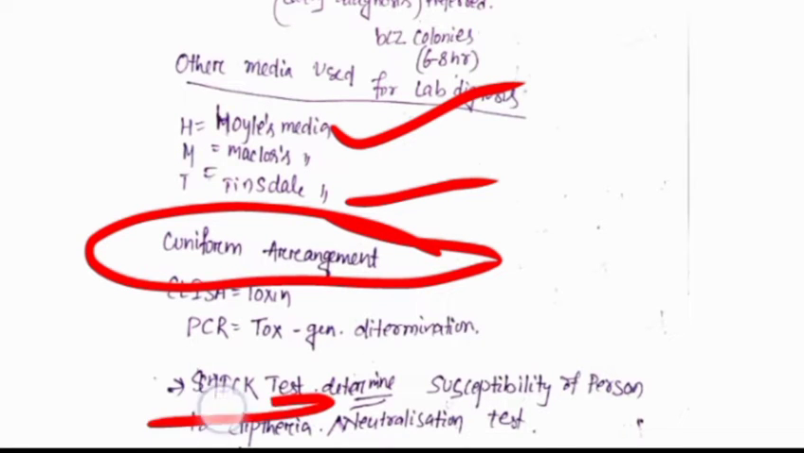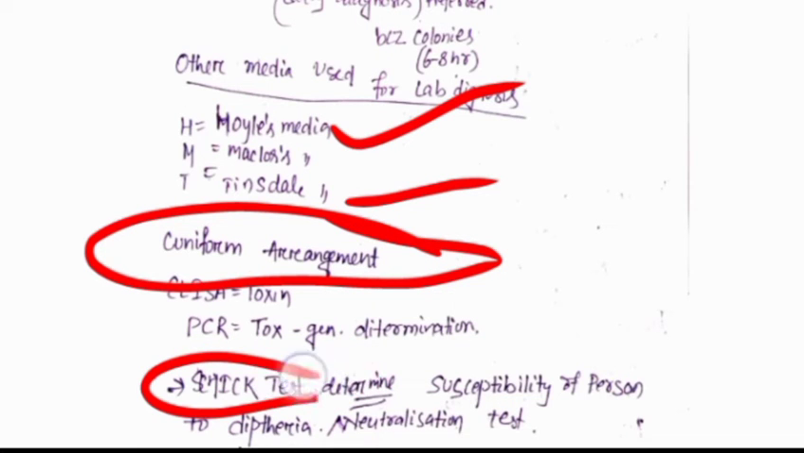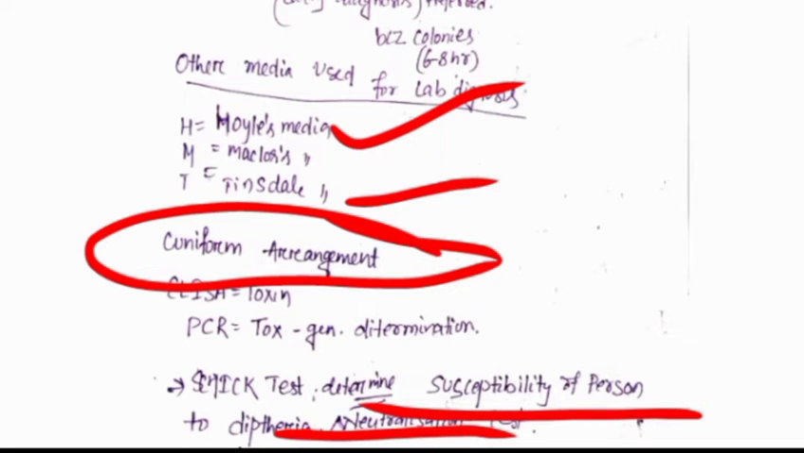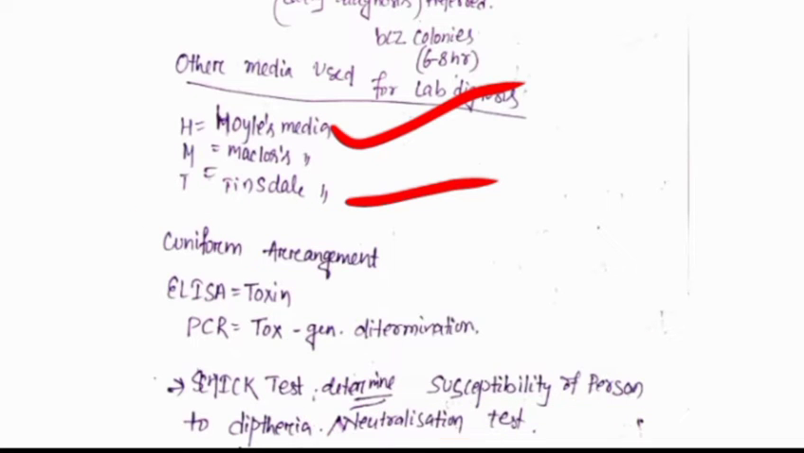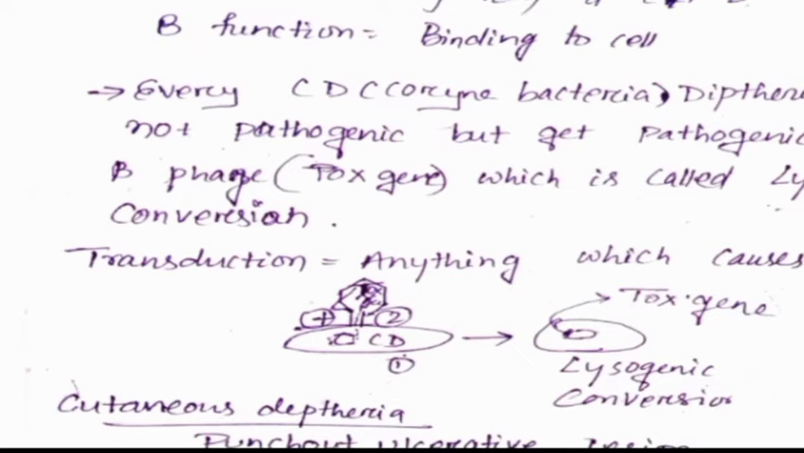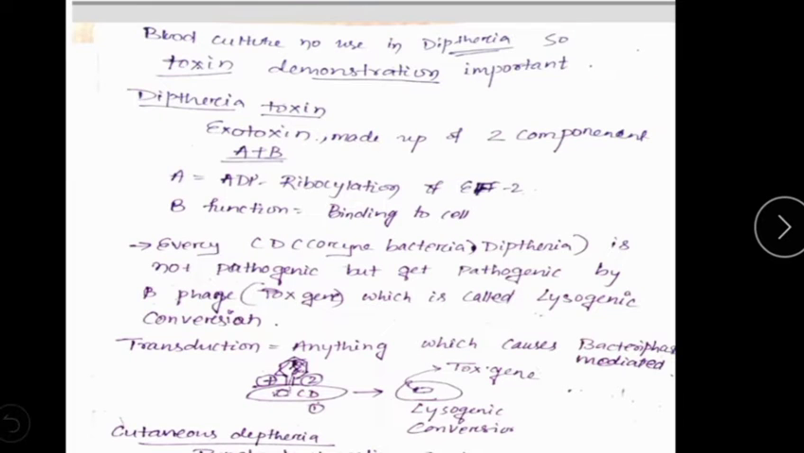The Schick test is also commonly asked as a short note. What is the Schick test? The Schick test is usually done for the susceptibility of a person to diphtheria. How susceptible the person is, we can know by taking the Schick test. Now we can know that blood culture is of no use for diphtheria. Why?